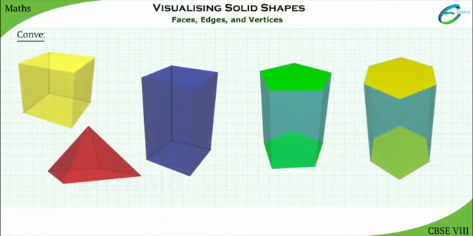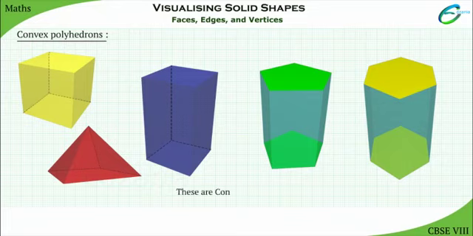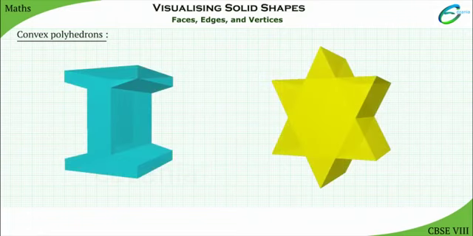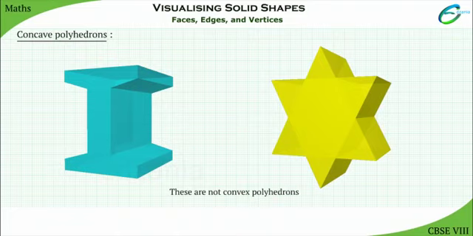We have different types of polyhedrons. Here all the polyhedrons are bounded by convex polygons. According to the concept of convex polygons, these polyhedrons are called convex polyhedrons. Here these polyhedrons are made up of concave polygons. So these polyhedrons are not convex polyhedrons.